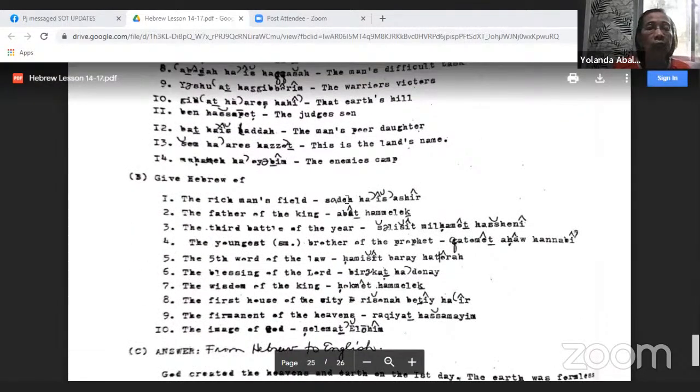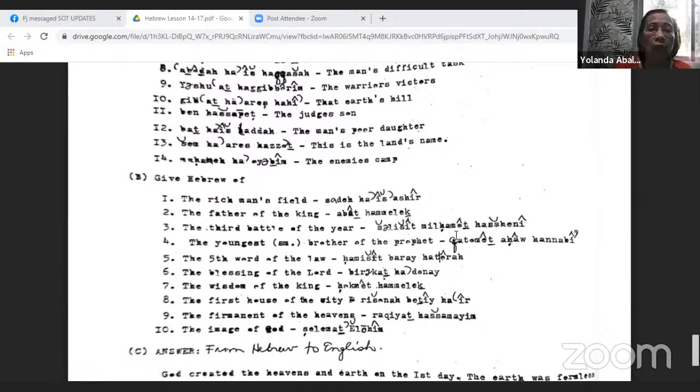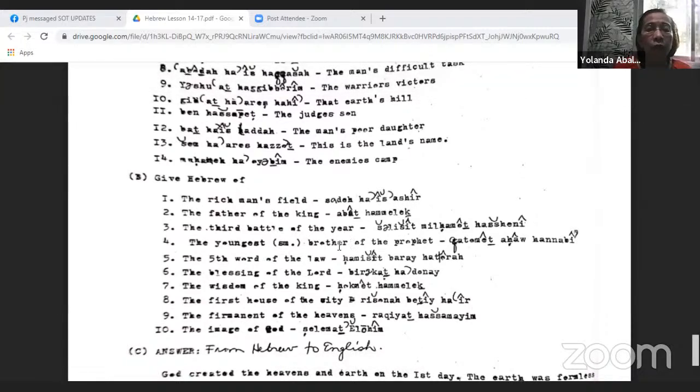So we have the rich man's field. Sadeh Haish Asher, father of the king, Abot Melech. The third battle of the year, Shleshet Melkamot Hashini, the youngest or the smallest brother of the prophet.